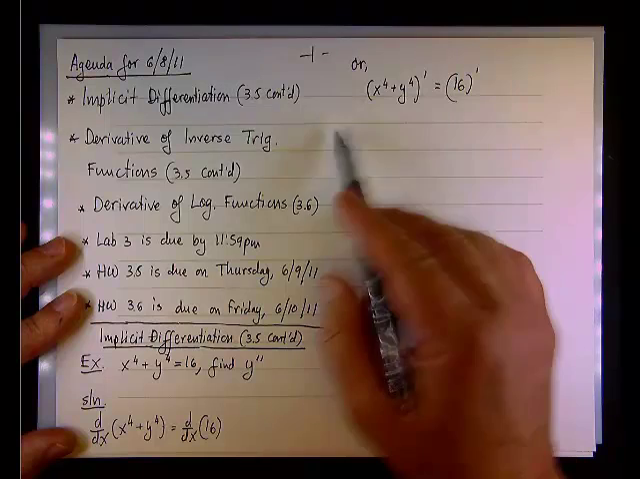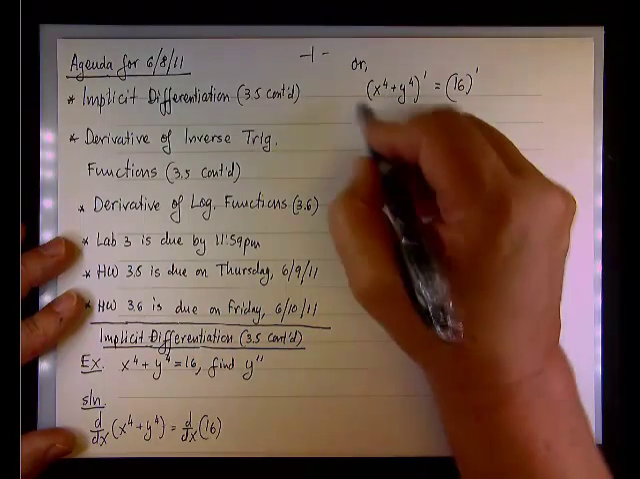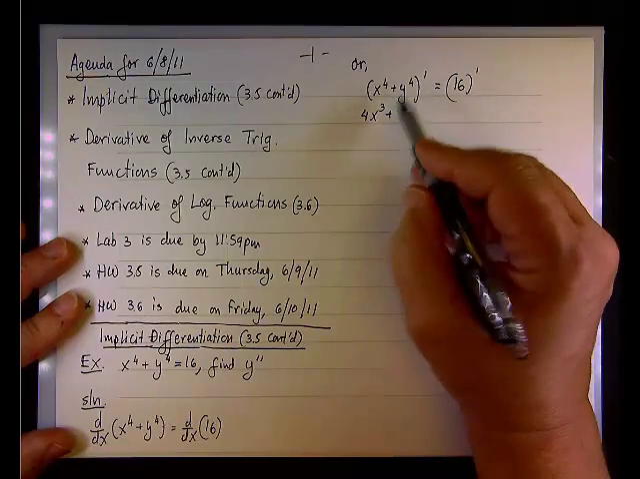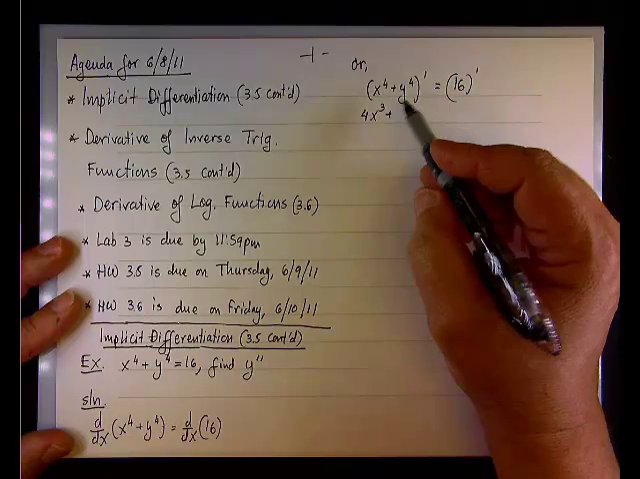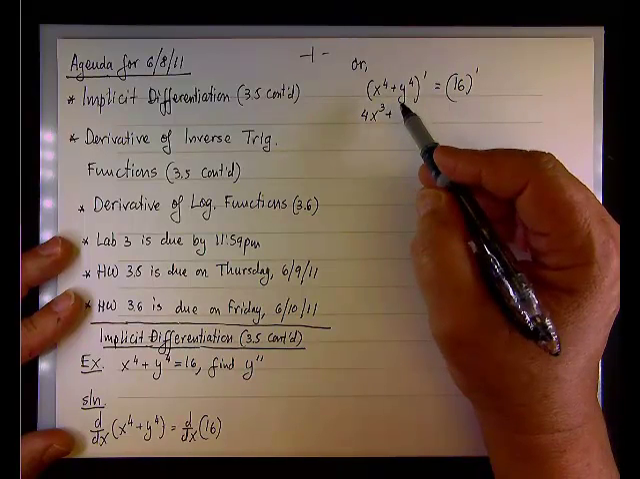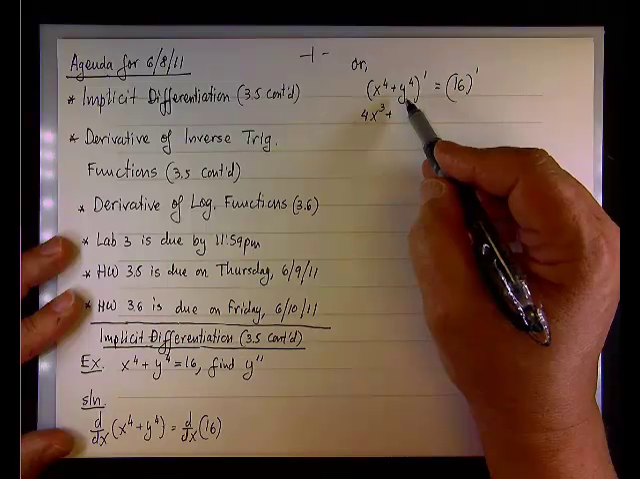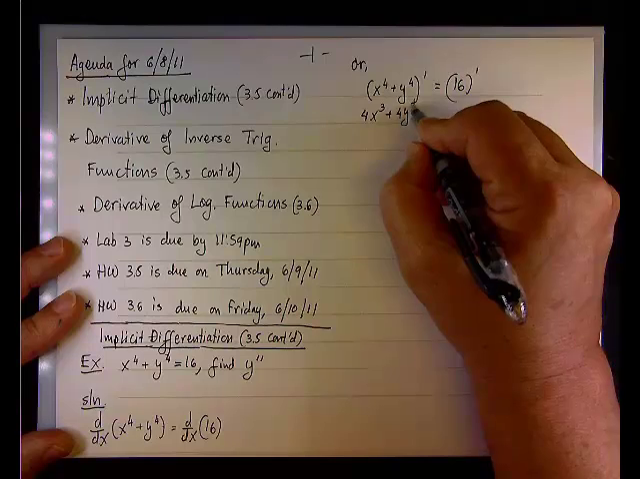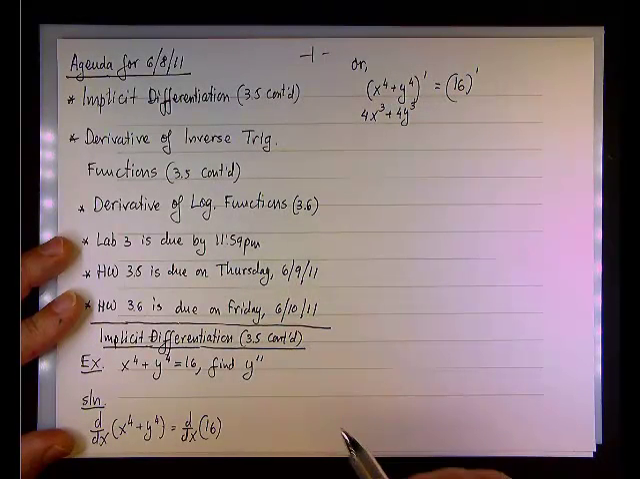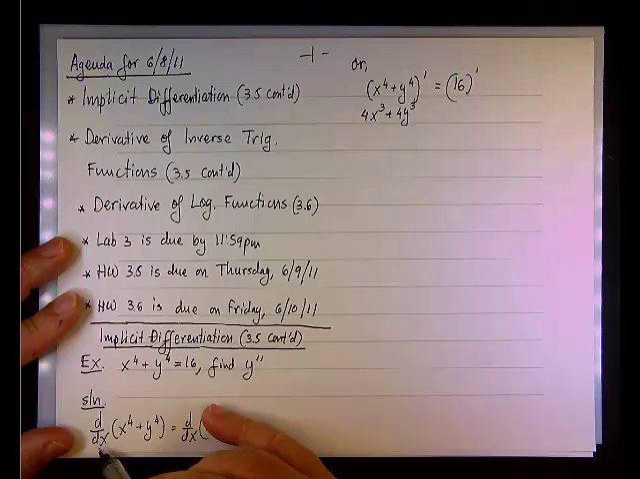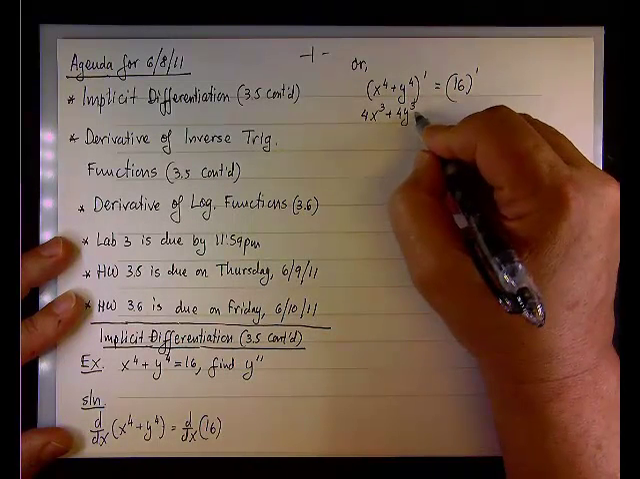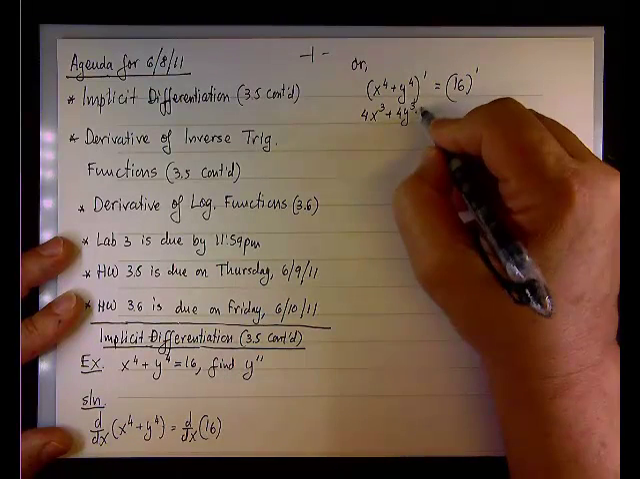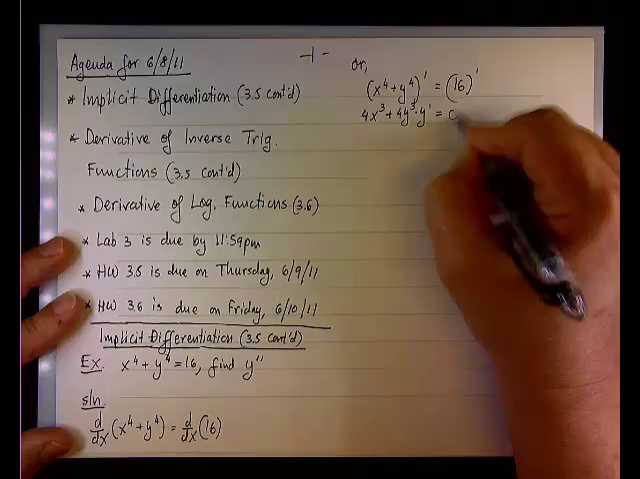Anyway, look at the left side. The derivative of x to the fourth by the power rule is 4x cubed. What about the derivative of y to the fourth? If we differentiate with respect to y, it will be 4y cubed, the d/dy of y to the fourth. But we need d/dx. So we need to also multiply it by the derivative of y, which is y prime. And all of it equals 0.